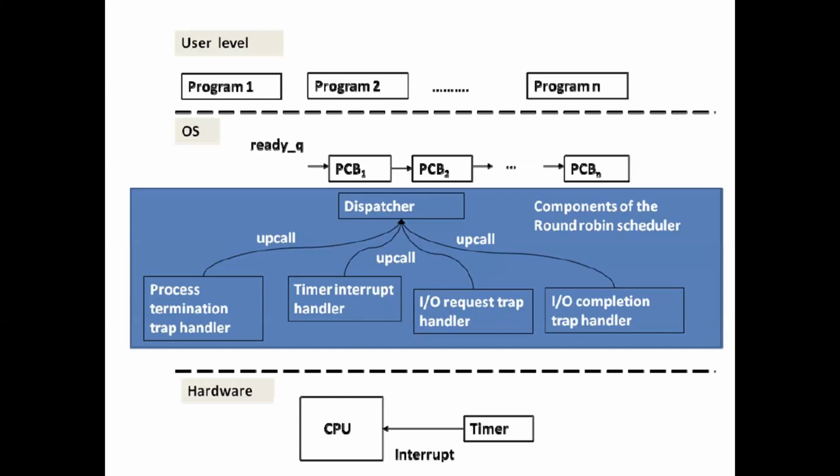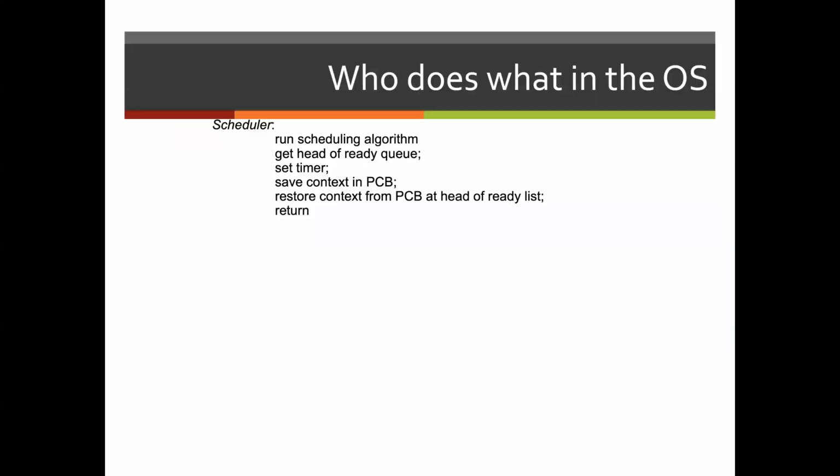And so the round robin approach to scheduling needs to make use of an appropriate dispatcher, IO request trap handler, a timer interrupt handler, a process termination trap handler, and an IO completion interrupt handler. So there are different considerations that need to be taken into account when working with the round robin approach to scheduling processes.